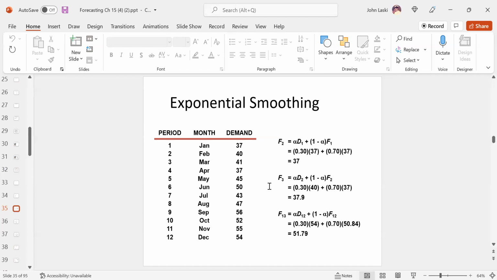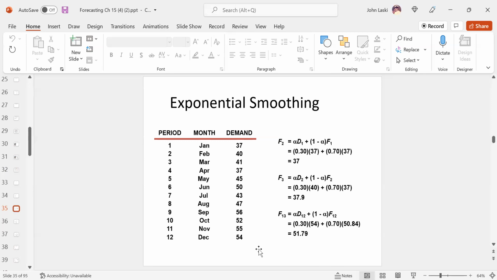But here's the bottom line. When we finally go through all this tedious stuff, remember I said it's not heavy math, a little bit of multiplication, a little bit of addition. That's all we're doing, but it's tedious. By the time you get through all of these things, when you get down to the bottom, the forecast for the 13th period turns out to be 51.79.